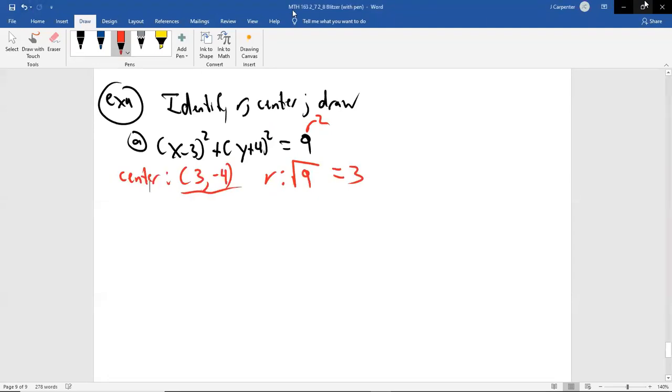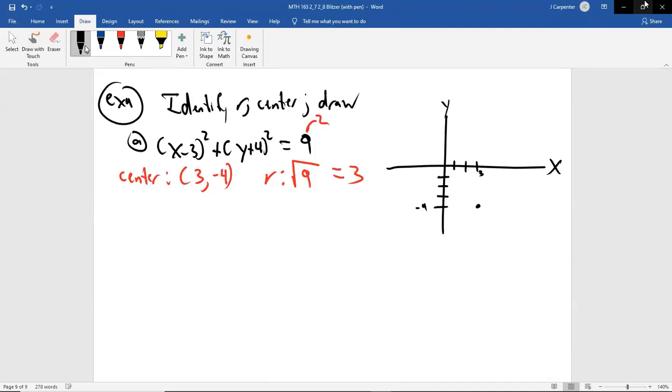And with these two bits of information, we can draw our circle. Now, doing this in my math lab is kind of easy, but by hand, slightly more challenging. So 3, -4. We're going to make a right-sided and down-sided heavy graph. Right 1, 2, 3, then down 1, 2, 3, 4. Now this point right here is the center of my circle at 3, -4. That's right 3, down 4. That's our center. I'm going to write a little C for center.